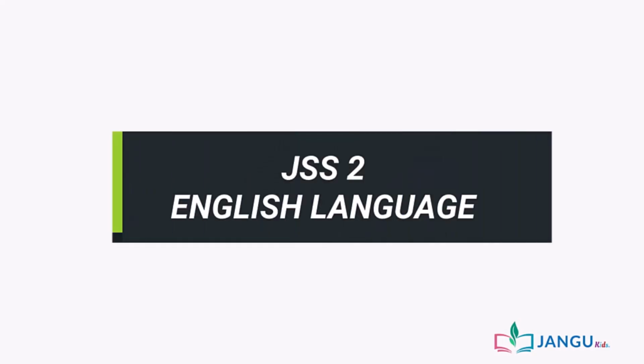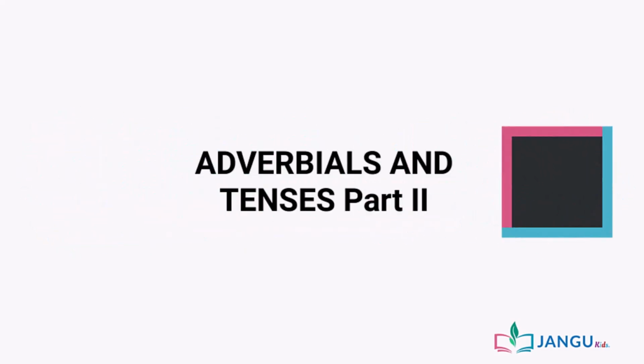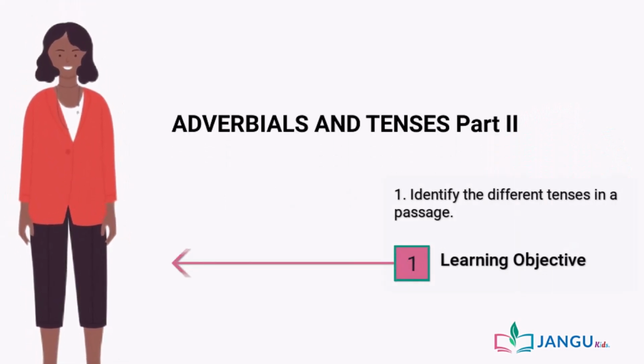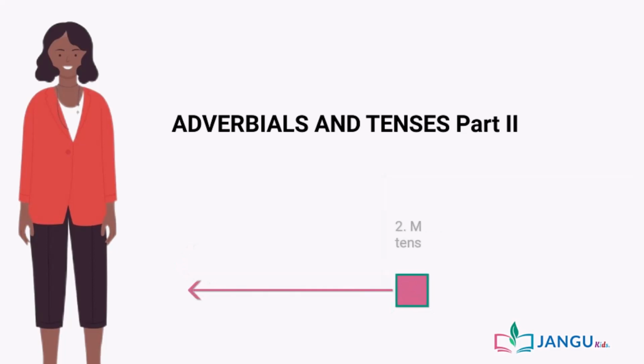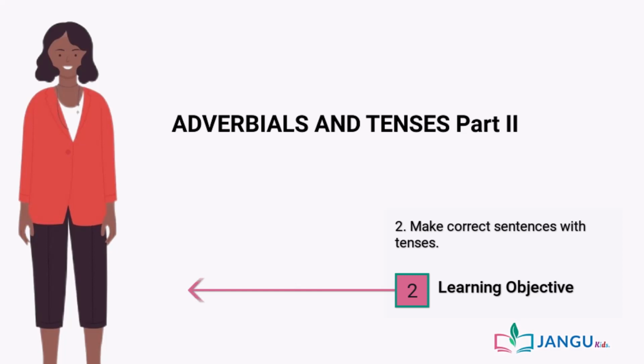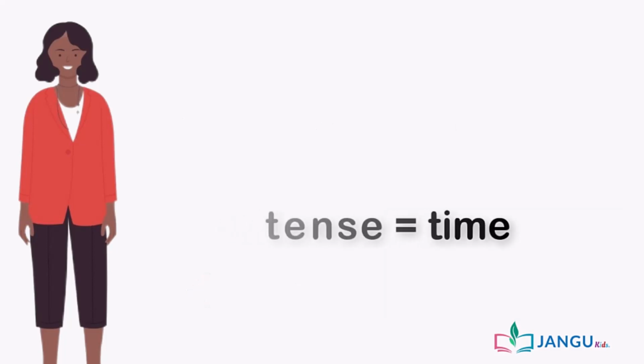Hi there! Welcome to the second part of our lesson on adverbials and tenses. By the end of this class, you should be able to identify the different tenses in a passage and make correct sentences with tenses. Now, the word tense comes from the Latin word for time.